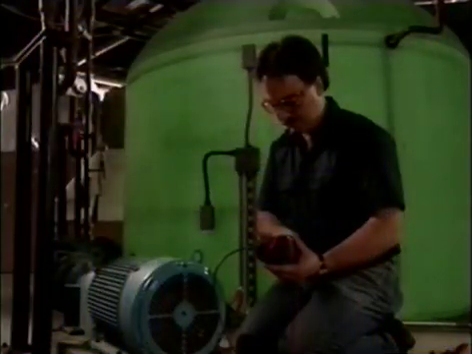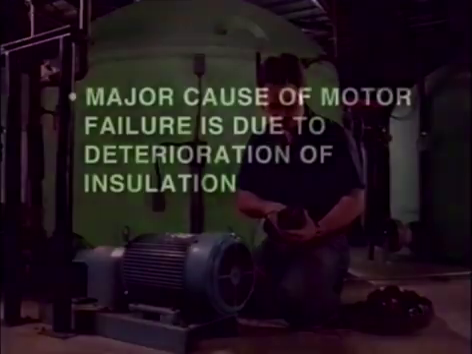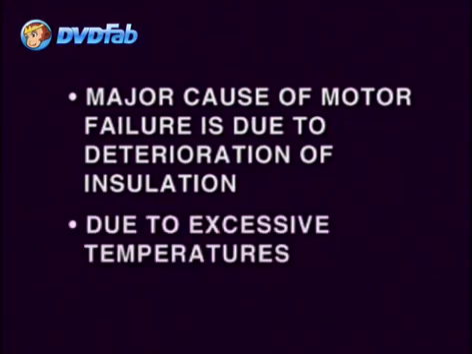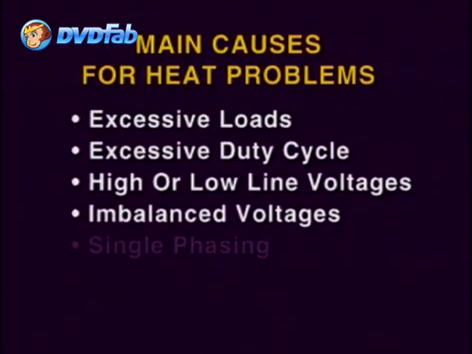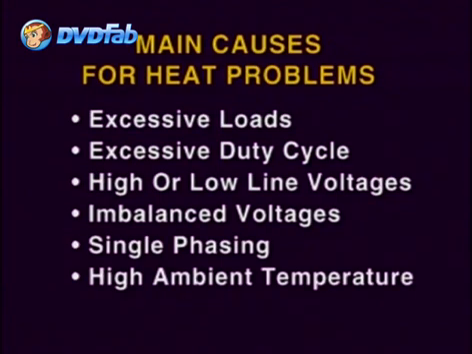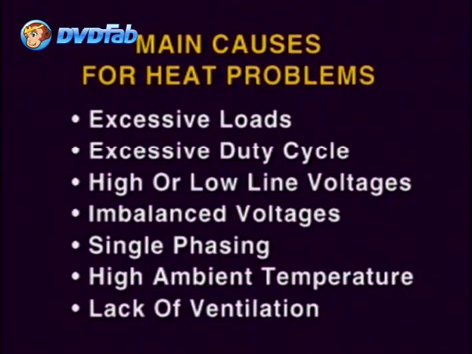We know that regardless of how well built a motor is, one day it will fail in spite of how well protected it is. The major cause of motor failures is related to the deterioration of insulation. Although most motor manufacturers have attacked this problem, it's still the weakest link in any motor. This deterioration in the insulation is usually caused by excessive temperatures experienced by the motor and its windings. The main causes for heat problems in motors are excessive loads, excessive duty cycle, high or low line voltages, imbalanced voltages, single phasing, high ambient temperature, and the lack of proper ventilation for the motor.